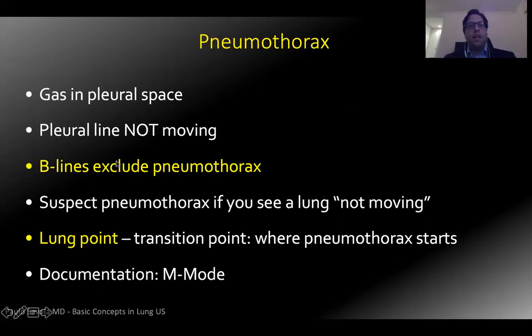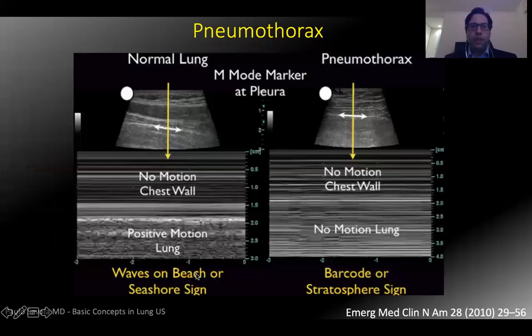Okay. So another important thing is, if you see a B line, you can exclude pneumothorax, because if you see a B line, you are seeing the septum. If you see the septum, there is no gas in the pleural space because you can see the septum. Okay, and also another concept important is lung point. Lung point is the transition point where pneumothorax starts. Okay, I will show you some example ahead. And the documentation is with the M mode. Okay, so this is an example of pneumothorax. Okay, if you have a normal lung, you have the chest wall not moving, and you have the lung moving.